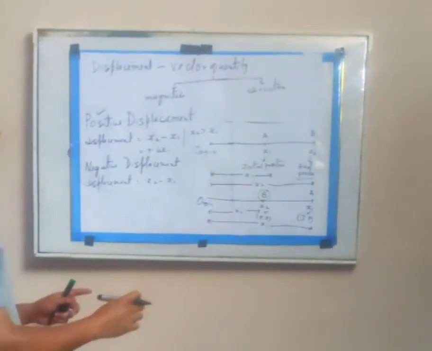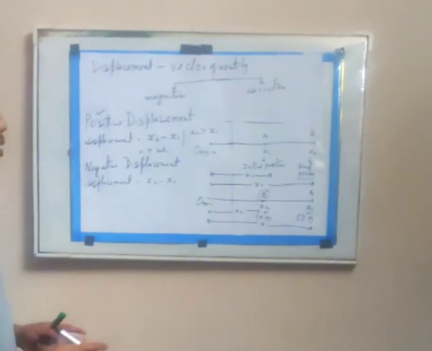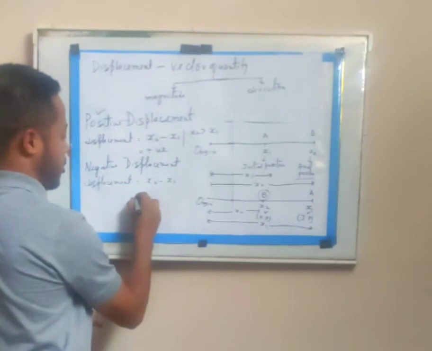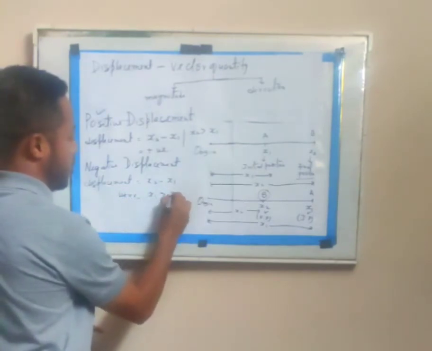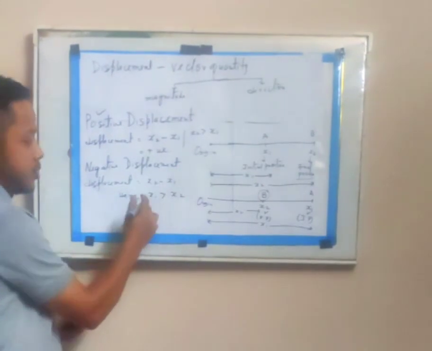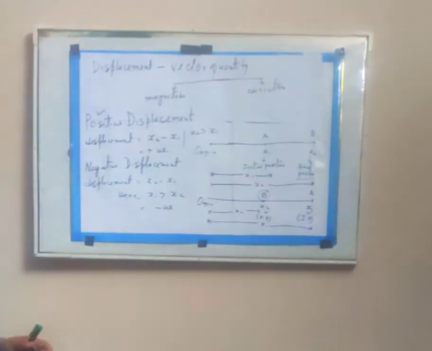Now, if you look at this number line, you will understand clearly that this x1 is greater than this x2. Here, x1 is greater than x2. So if this one is greater than this, therefore this value will be negative. So displacement is negative. So it's just the opposite of the positive displacement.